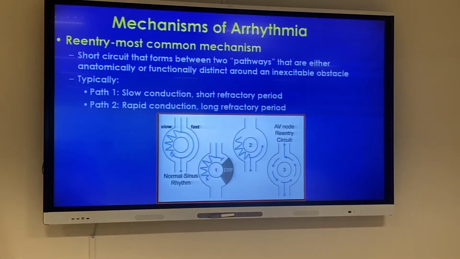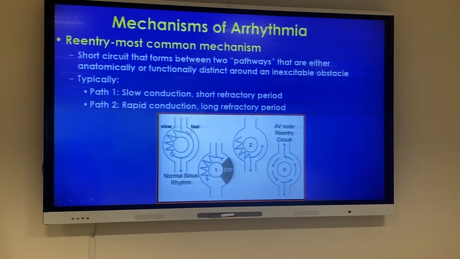The third mechanism is re-entry. And about 80% of tachyarrhythmia is due to re-entry. 10% abnormal automaticity, 10% triggered activity. So just imagine this is an AV node, and we'll discuss that the re-entry could actually happen in the atrium, it could happen in the ventricle, and other parts of the body.